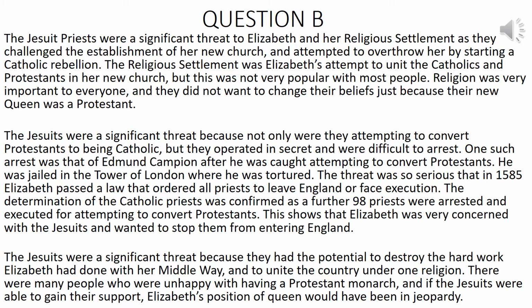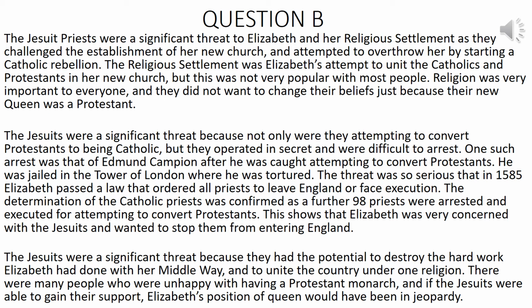Religion was very important to everyone, and they did not want to change their beliefs just because their new queen was a Protestant. The Jesuits were a significant threat because not only were they attempting to convert Protestants to being Catholic, but they operated in secret and were difficult to arrest. One such arrest was that of Edmund Campion after he was caught attempting to convert Protestants. He was jailed in the Tower of London where he was tortured.